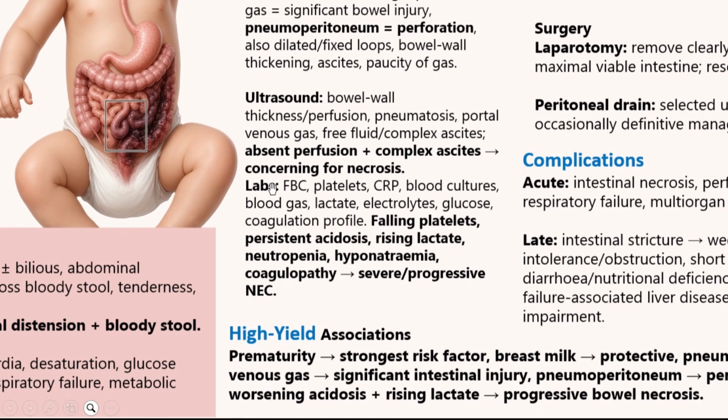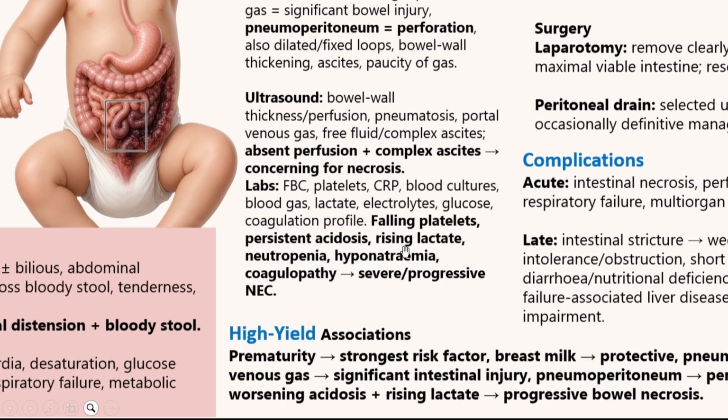The labs, you can do the full blood count, you can do the platelets, you can do the CRP, the blood cultures, the blood gases, lactates, electrolytes, glucose. All these are going to be deranged in different ways. And the most severe features, or the most bad labs to have, is if you have falling platelets, then you know things are not doing well. If you have persistent acidosis, you know things are not good. Rising lactate, things are not going well. Neutropenia, hyponatremia, then you know you are going into severe necrotizing enterocolitis.